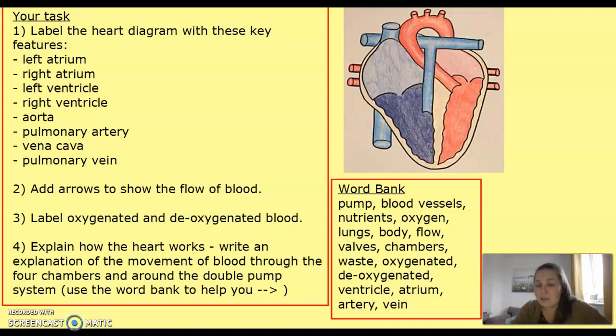Add some arrows to show the flow of the blood. So how is the blood moving, in which direction? And label your oxygenated and your deoxygenated blood. So you could do a bit of a key because it's in a colour. So you could say which colour is showing which.